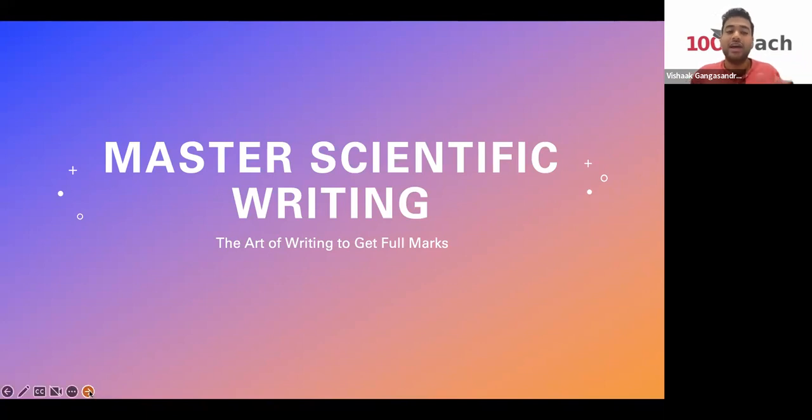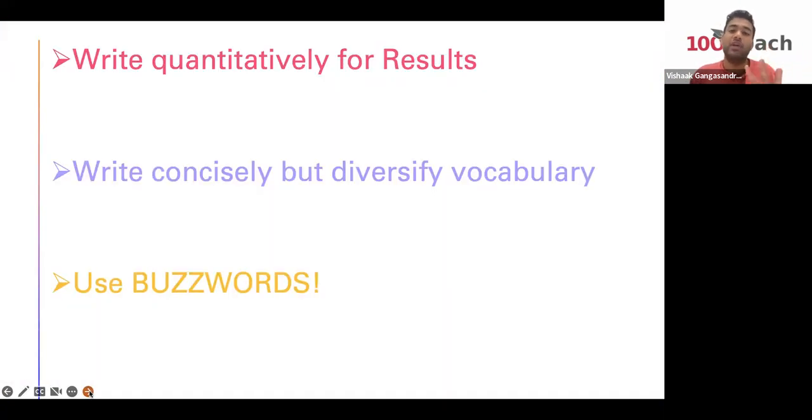So what makes good scientific writing? Really, there are three main points. If you can incorporate these three points into your student experiment, it'll sound really, really smart. And the smarter it sounds, the more impressed your teacher will be, and the easier it'll be for them to give you full marks. So the first point, very, very important, is write quantitatively for your results.